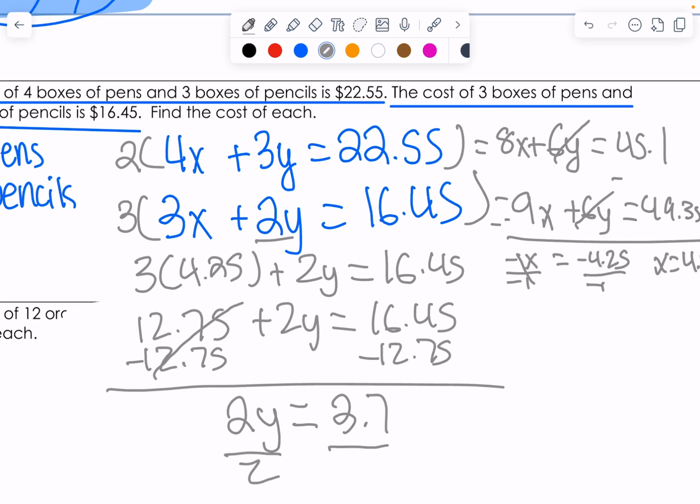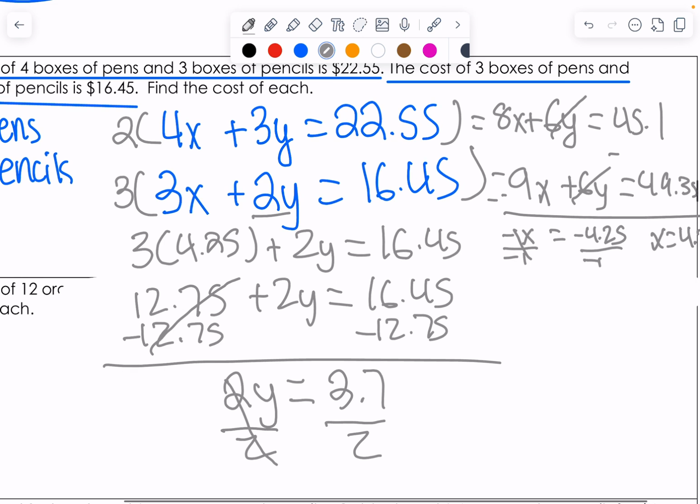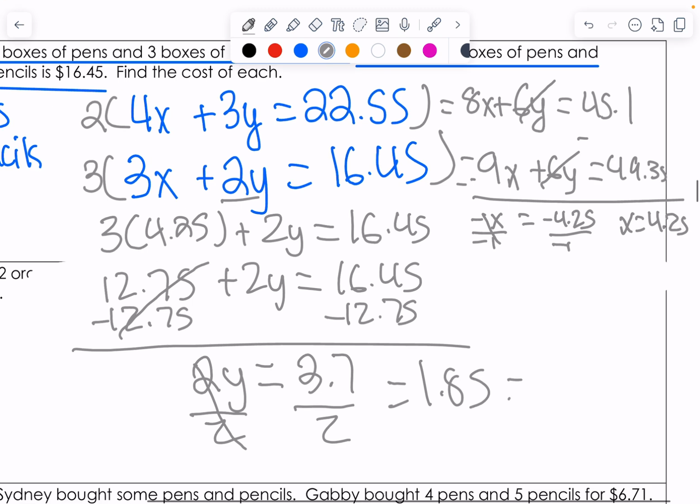Divide both sides by 2. This might be wrong, you guys. This looks like a really gross answer. And I should get 1.85 is equal to y. Let me check my answer key right here. And that's actually exactly right. Wow, I am great at algebra.